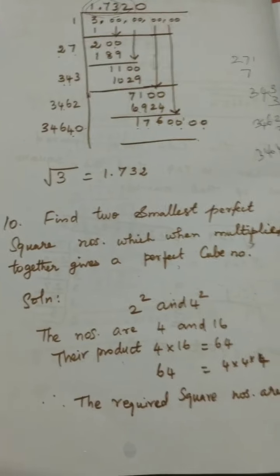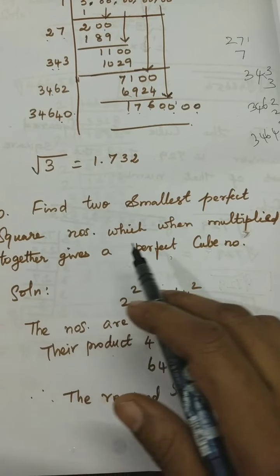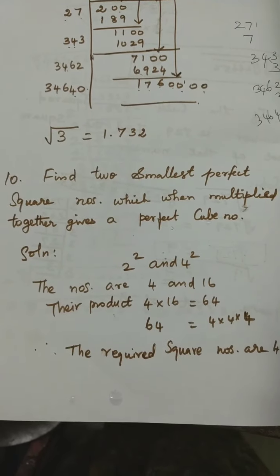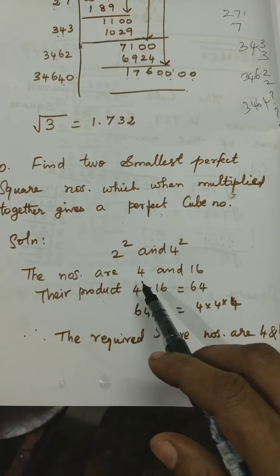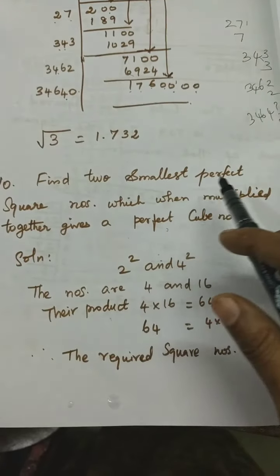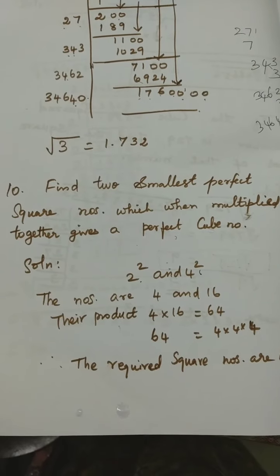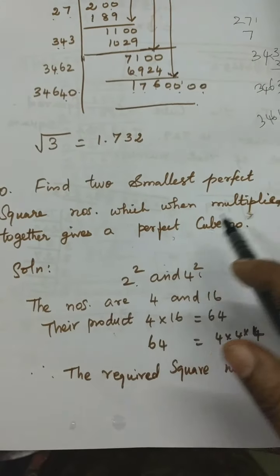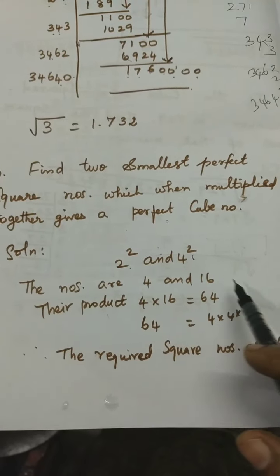Then you shall see the 10th sum. Find two smallest perfect square numbers which when multiplied together give a perfect cube number. It is 2 square and 4 square. The numbers are 4 and 16. We are taking two smallest perfect square numbers. Smallest means 2 square and 4 square are the smallest square numbers which when multiplied together give a perfect cube number. That is 2 square and 4 square. The numbers are 4 and 16.